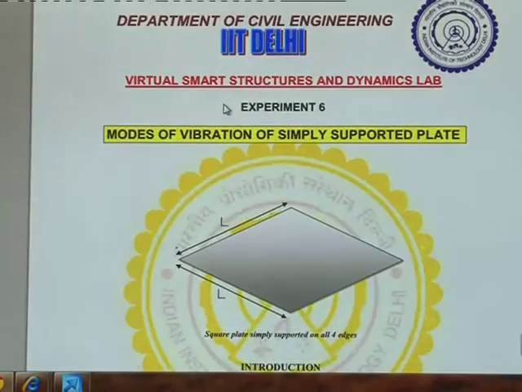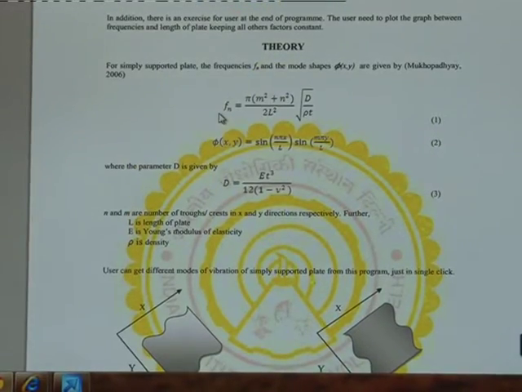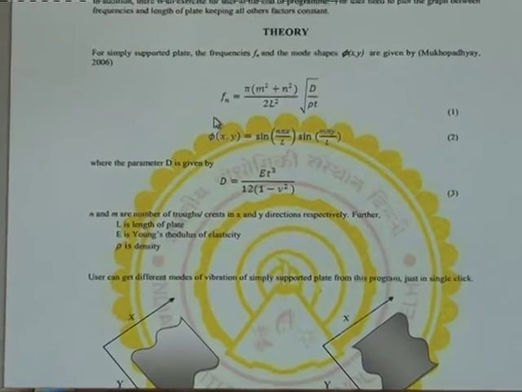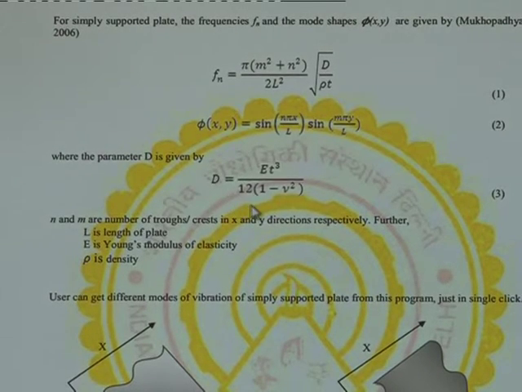Hence, if we go to the manual, we can see that the natural frequency is given by Fn equals pi times (m square plus n square) by twice L square, times the square root of D by rho t, where we can get the different modes of vibration for a simply supported plate in both the x and y directions. And D is the parameter given by E t cube by 12 into (1 minus v square).